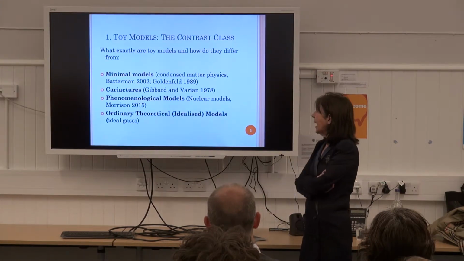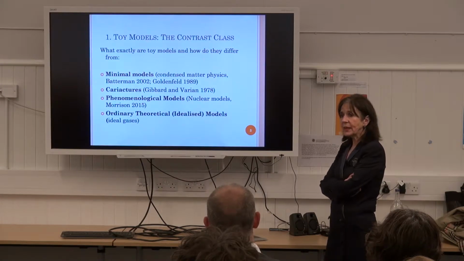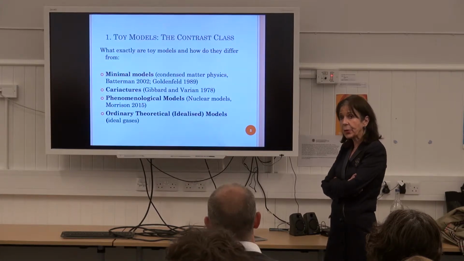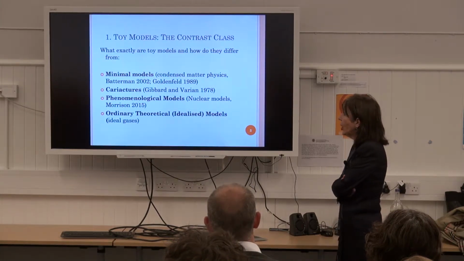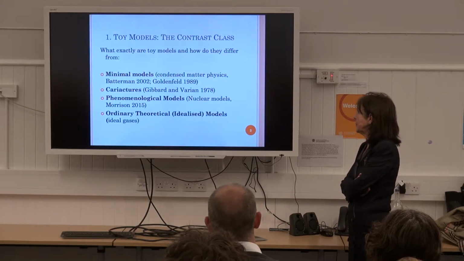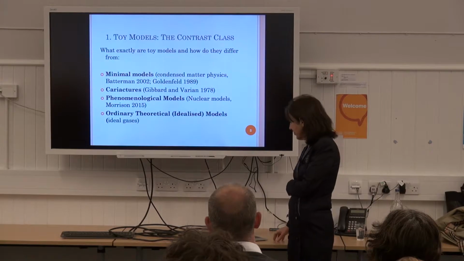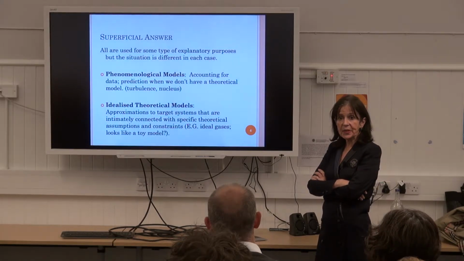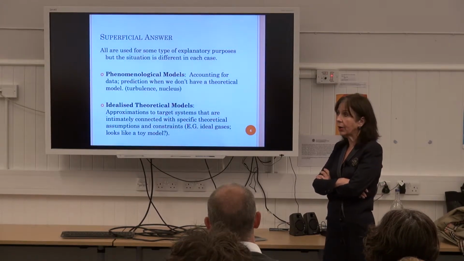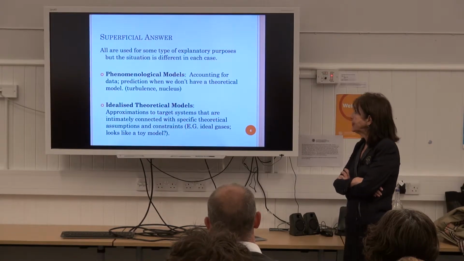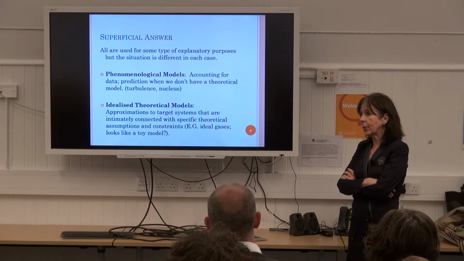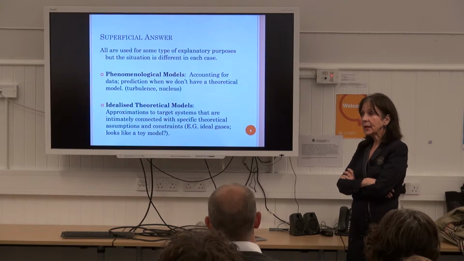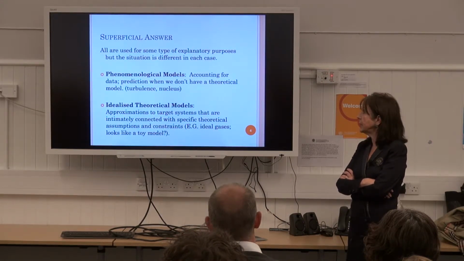So the contrast class then includes things like minimal models, caricatures, phenomenological models, and just ordinary theoretical models. And all of these are well laid out or specified in the literature. They're all used for different kinds of explanatory purposes, but the strategies in each case are quite different. So with phenomenological models, usually we have a case where we don't have a well-established or well-defined theory that will treat the phenomena we're interested in.